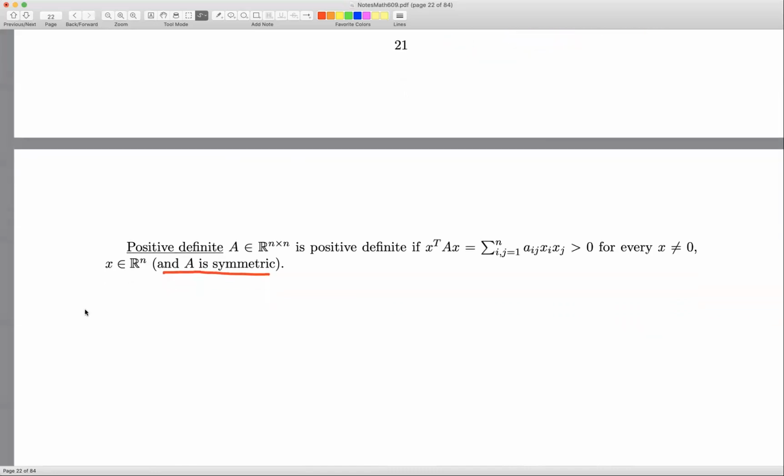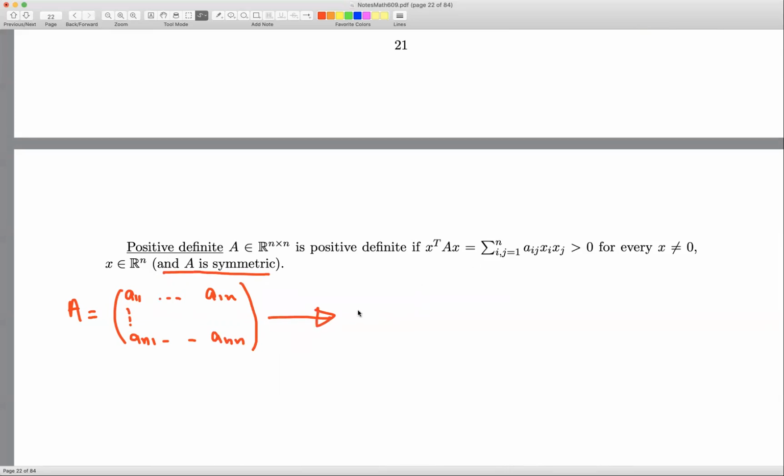So if we have a matrix A, no matter whether this matrix A is symmetric or non-symmetric, with entries a1n, an1, and so on, ann, every matrix creates a quadratic form. What is the quadratic form?